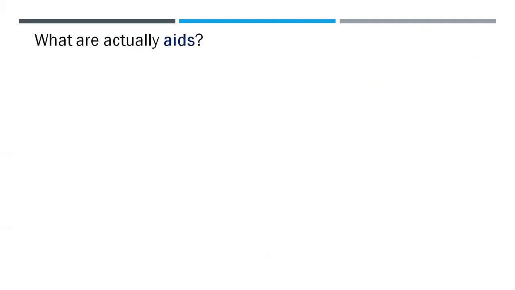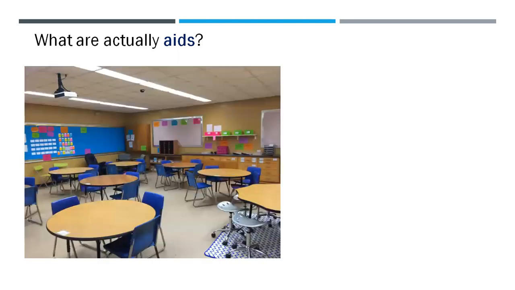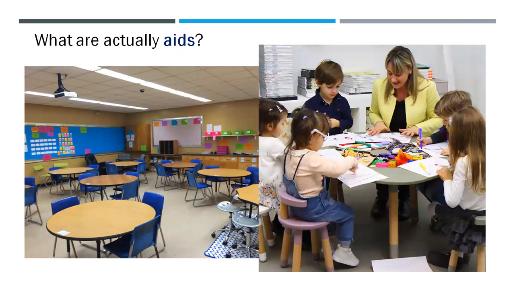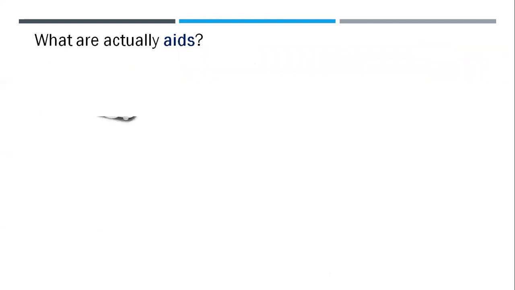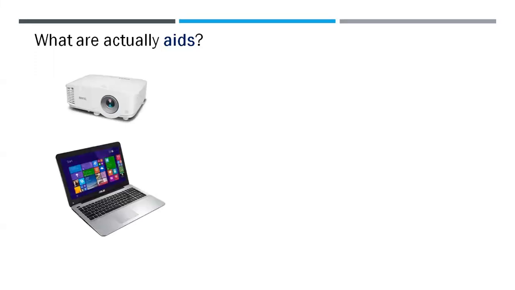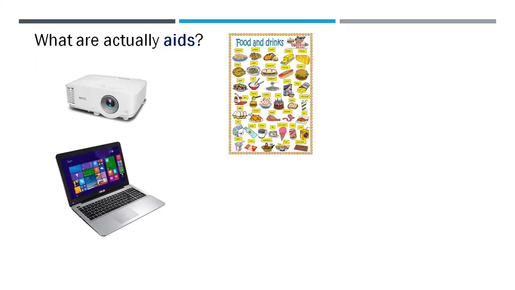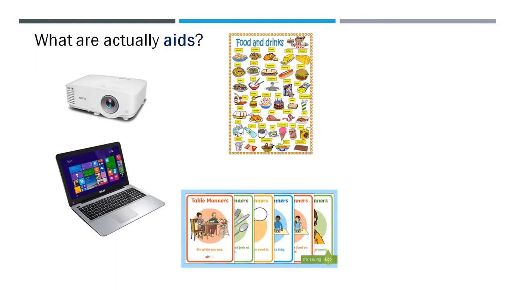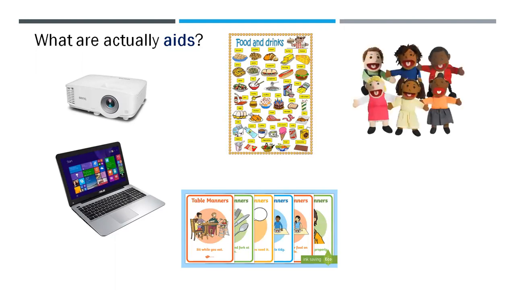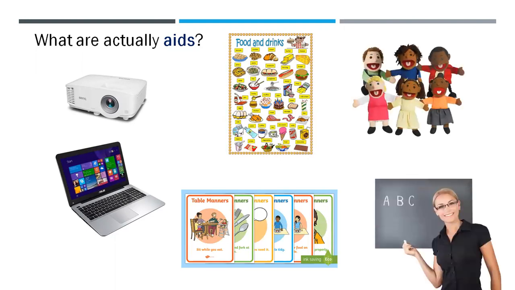Well, before we start talking about aids, probably it would be good to define them, right? So aids are the resources and equipment available to us in the classroom, as well as the resources that we can bring into the classroom ourselves. These might include different things like an overhead projector or a computer or a laptop, some posters, some visual aids like flashcards as well. Also, these could include some realia, and of course, the teacher himself or herself can be a teaching aid.